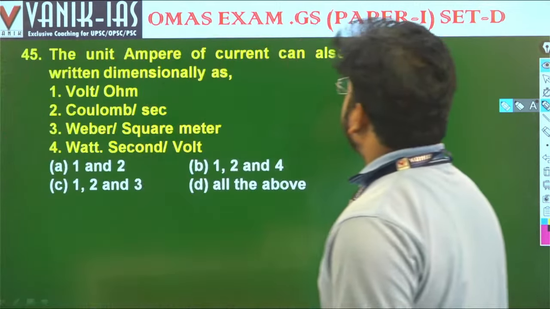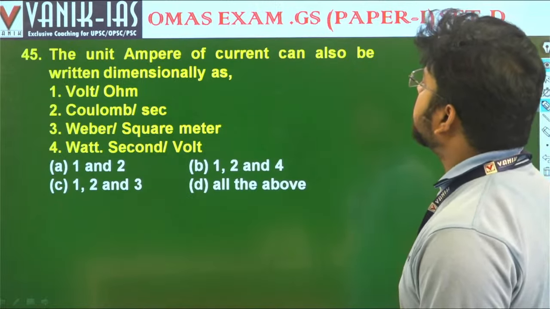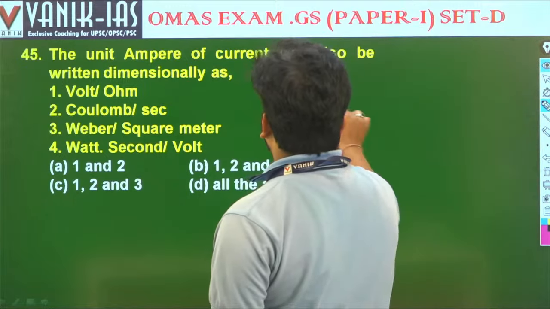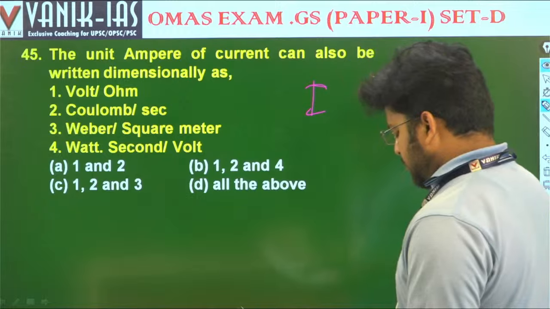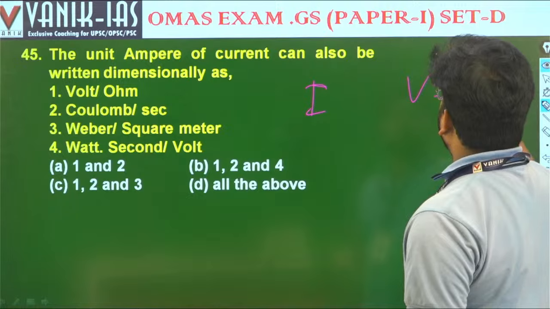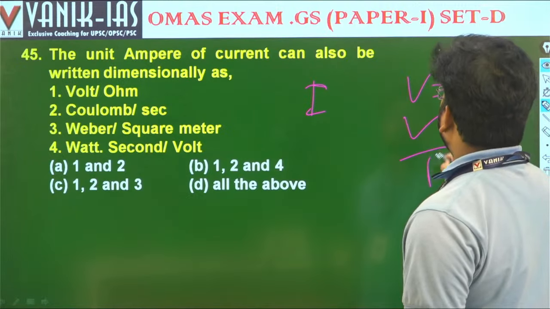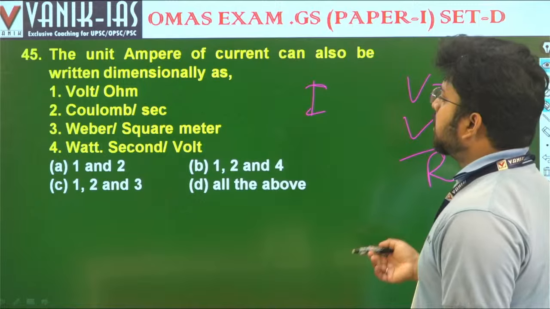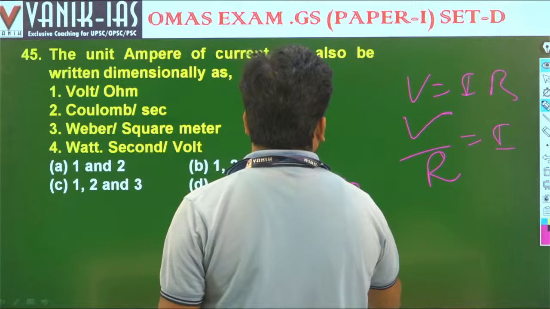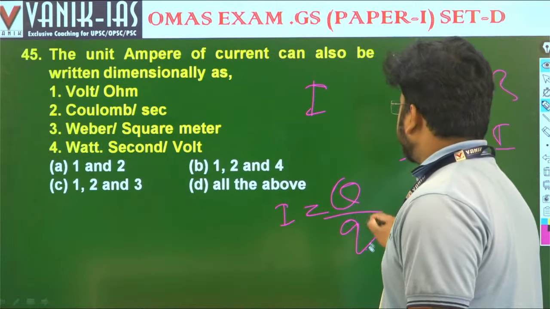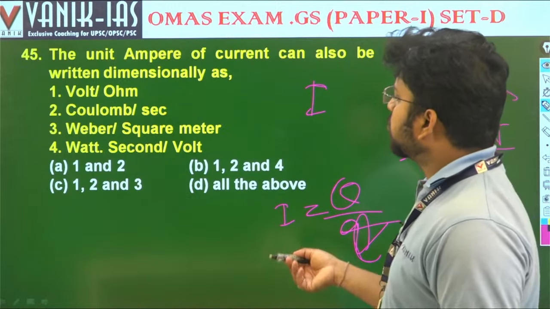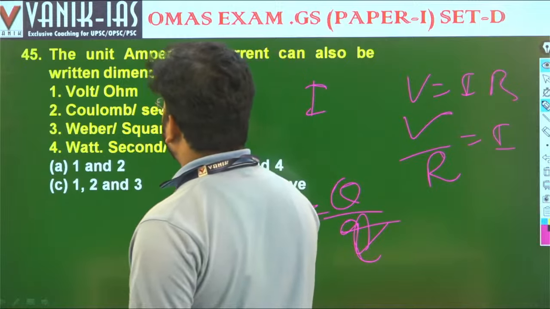Next question, the unit ampere of current, its dimension is written as ampere. Volt per ohm: V equals IR, we know that V equal to I into R. So volt per ohm is obviously equal to I. Then coulomb per second: we know I equals Q by T, that is current equals charge by time. Coulomb is the unit of charge and T is time. So coulomb per second, 1 and 2 are right.